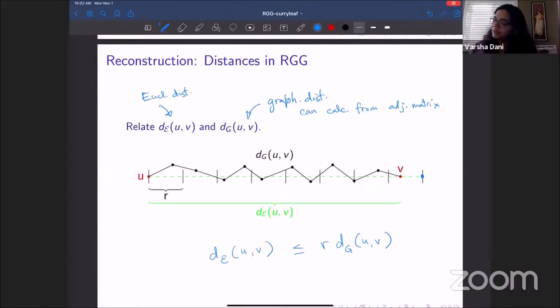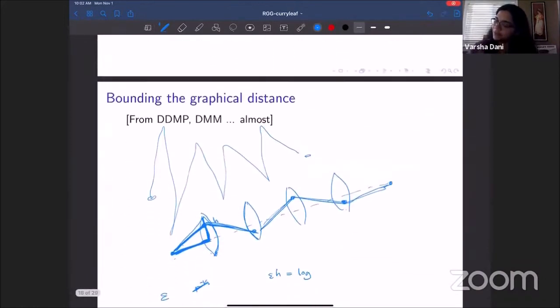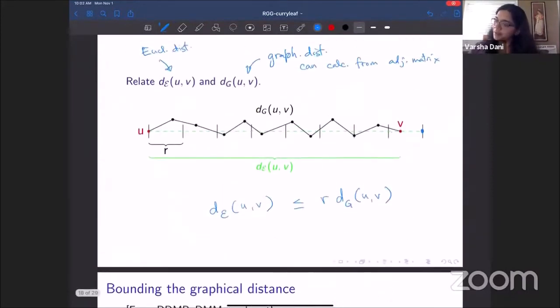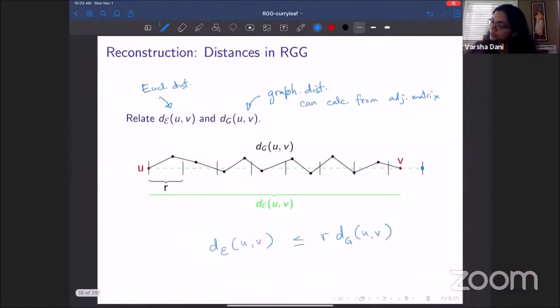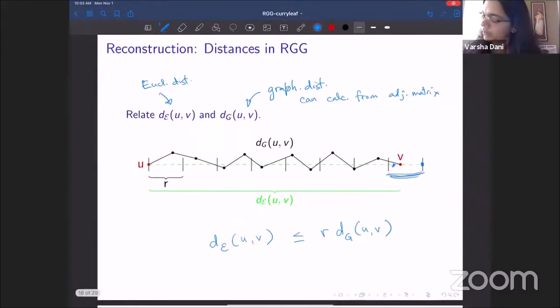Then you're estimating, so what this tells you is that just r times the graphical distance is a pretty good estimate of the Euclidean distance. But on the other hand, it can't be all that good, because if the v was just past this, you're definitely going to be off by something like r, because you have to count this last interval as 1, even though it's just some small fraction, okay?